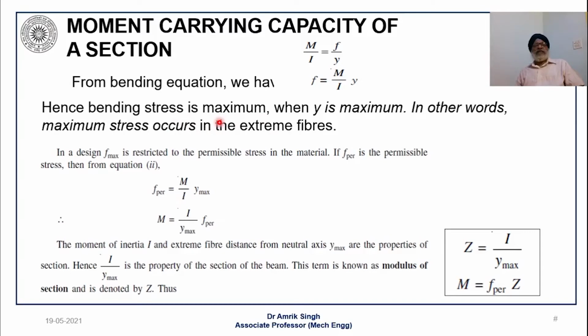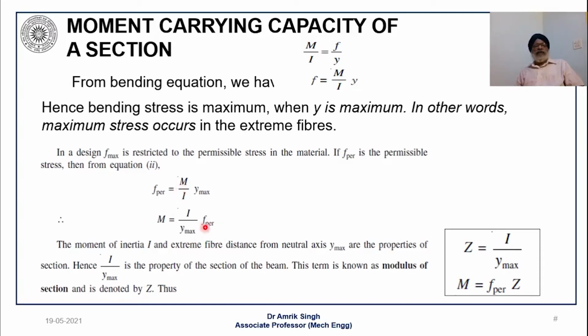So that means the bending stress is maximum when Y is maximum, because they are directly proportional. In other words, the maximum stress occurs in the extreme fiber, okay, and it is zero where Y is zero. So Y is zero at the neutral axis. So that means it is proportional to Y. So in the design, we restrict the maximum possible stress of the material. If this is a critical stress, so F critical is M upon I into Y max. So M is equal to I upon Y max into F critical.